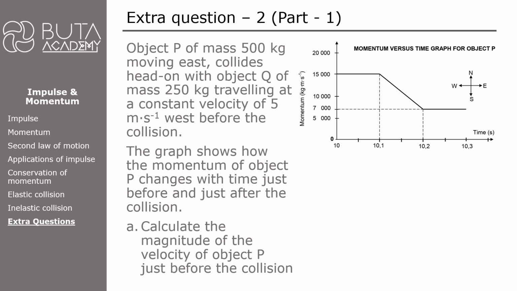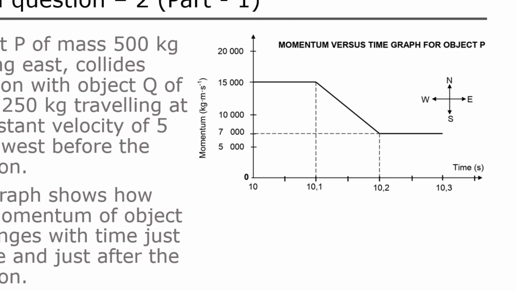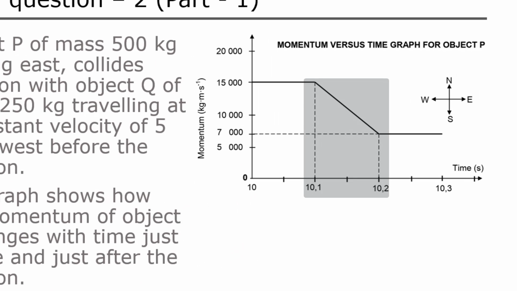In the first part of the question, we must calculate the magnitude of the velocity of object P just before the collision. On the graph, we can see that between the time intervals of 10.1 and 10.2 seconds, the momentum of object P changed dramatically. The collision occurs within this period of time. The momentum of object P is 15,000 kg m/s before the collision.